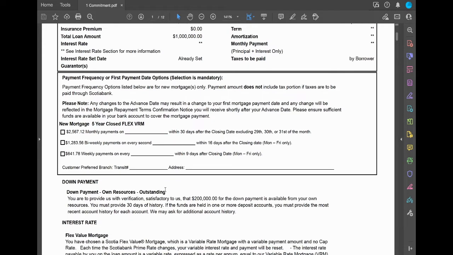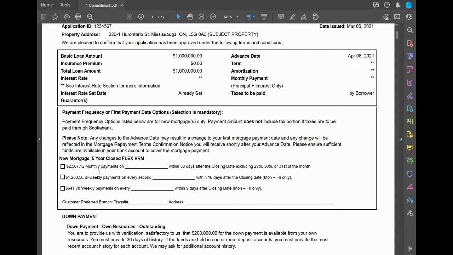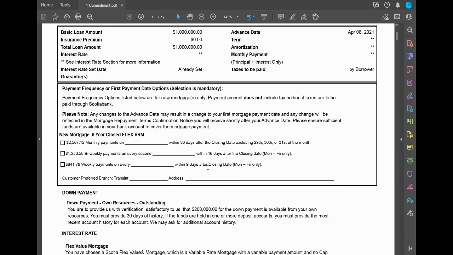Another thing to note, Scotiabank does not have an interest adjustment day. So if you choose to pay monthly, let's say you wanted to pay on the 15th of the month, your first full payment in this case would be 7 days after the closing day. They will not do an interest adjustment for the 7 days. You also cannot pay on the last 3 days of the month. And when you're selecting biweekly or weekly, we need Monday to Friday only for the payments.